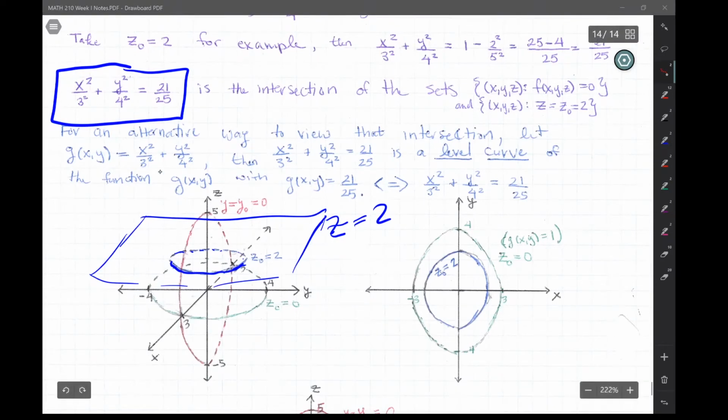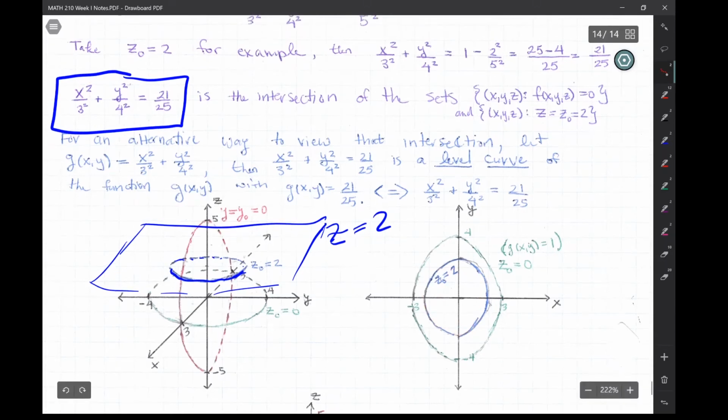So what is the level curve of the function g(x,y) when you set it equal to the constant 21/25? You get this relation, which if we plot on the xy plane is now just a relation of x and y. We get this blue ellipse that you're seeing over there. And what the heck is that?